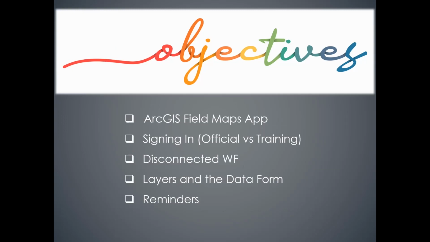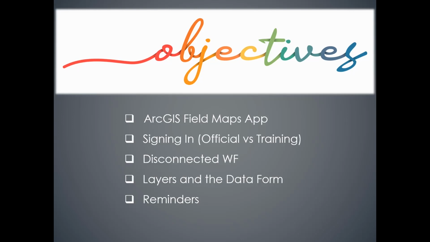So what we covered today, we talked really quickly through some things that have more support elsewhere, but we did review the Field Maps application, what it looks like to sign in, the official versus training map concept. We overviewed that disconnected workflow. I think I begged you pretty hard to please use it. We looked at the layers that are involved. You have one active layer to edit, and you have some reference layers and a markup layer to use if you'd like.